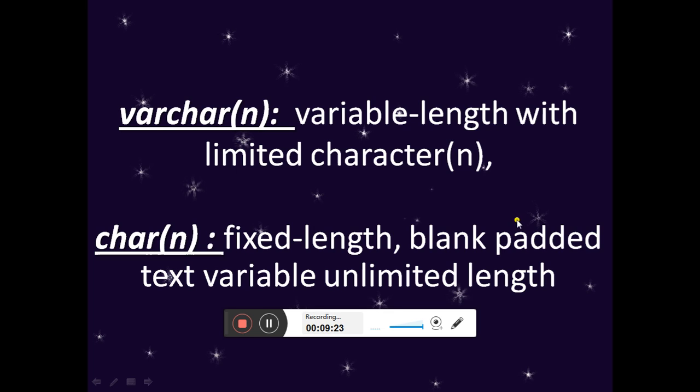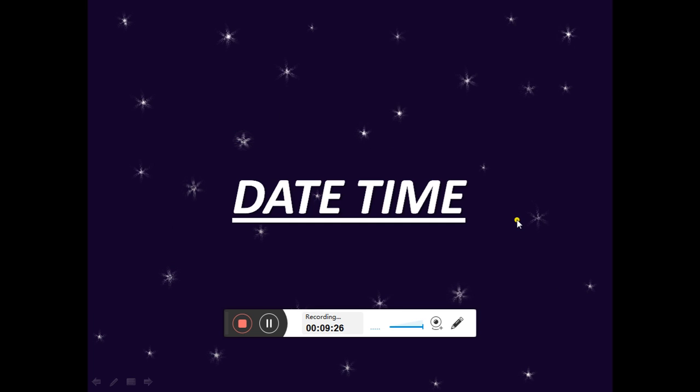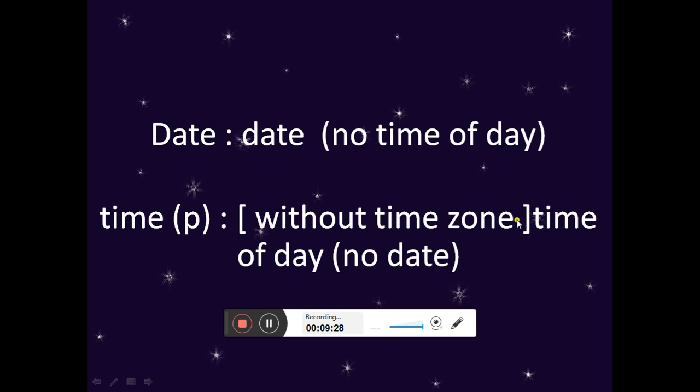Got it? Now the next one is date type. To store date and time you can use this. Date format is used to store the date, with no time of the day. It will not display the time. And time is used to specify the time of the day, without time zone, but no date. It will not display the date. Date will display only date, no time. Time will display only time, no date.